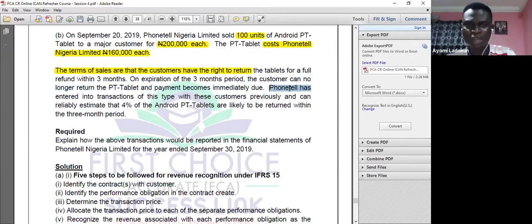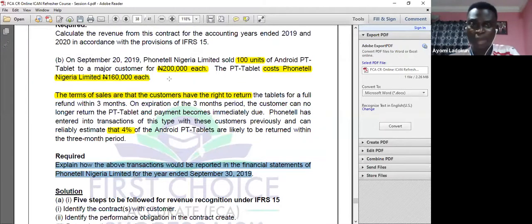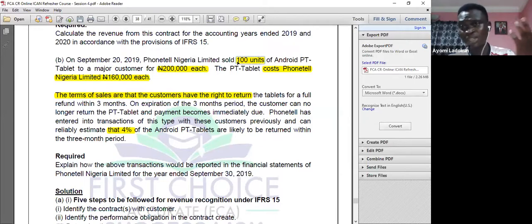Fontel has entered into a transaction of this type with this customer previously and reliably estimates that 4% of the tablets are likely to be returned. So when I'm recognizing my revenue, I need to take into account this 4%, which is the variable consideration. Explain how the above transaction should be reported in the financial statements. It's very simple. For my revenue, I would say 200,000 multiplied by 100. That's my revenue. But because of the 4%, I will remove it from it.